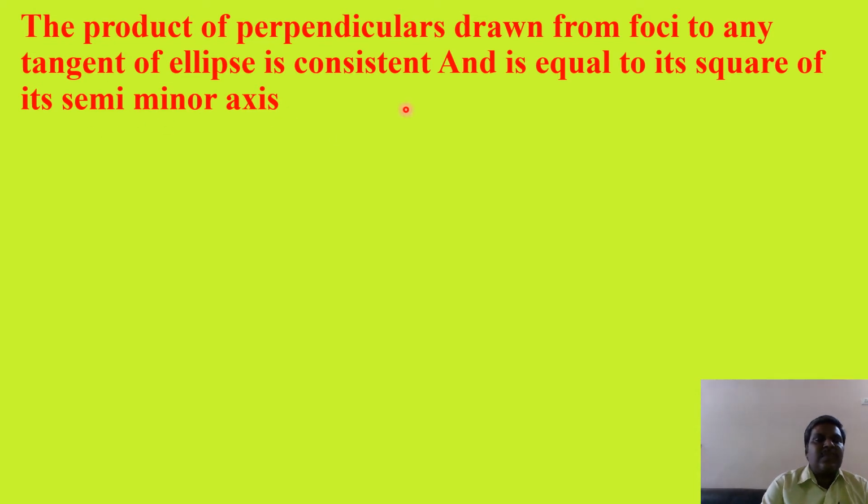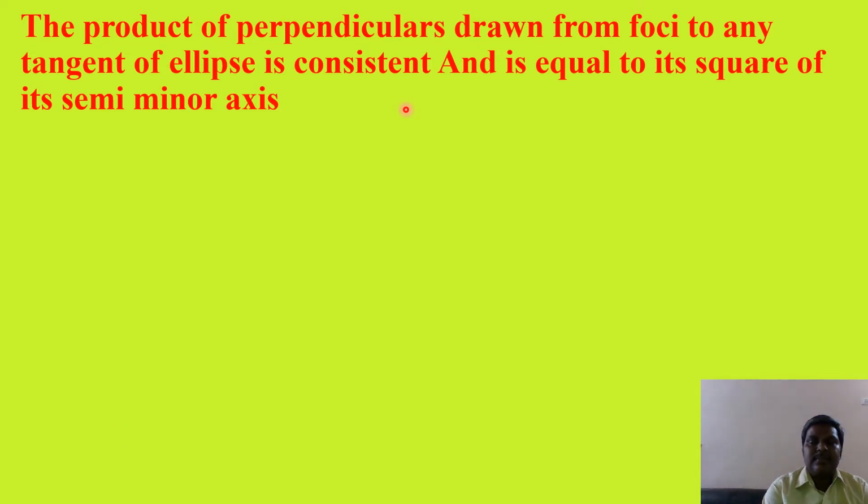If your ellipse is x square by a square plus y square by b square is equal to 1, what is the semi-minor axis length? 2b is the minor axis, its half is b. So b square. So the product of perpendiculars drawn from foci to any tangent of ellipse is constant, and that constant is equal to b square. You have to show that.